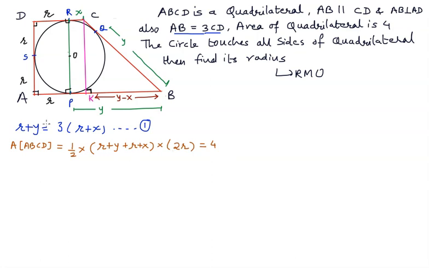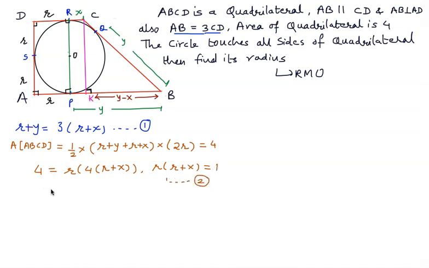If we reduce this using equation 1, replacing R plus Y by 3 times R plus X, we get 4 is equal to R times 4 times R plus X, or simply you could say R times R plus X is equal to 1. So let us say this is our second equation.